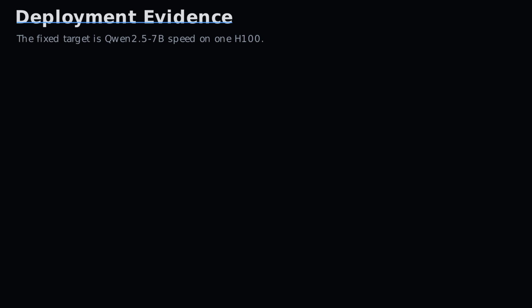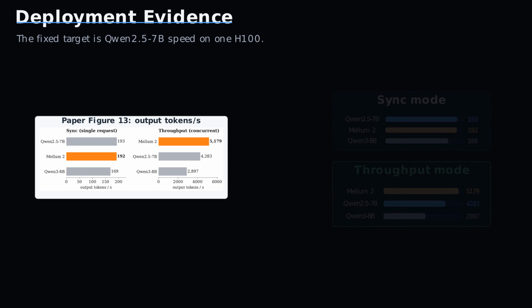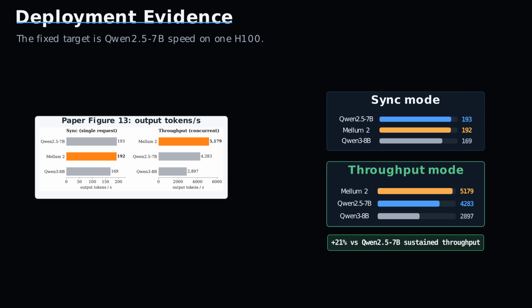The deployment evidence is the strongest clean claim. On a single H100, Mellum 2 matches the Qwen 2.5 7B sync speed, 192 versus 193 tokens per second, then delivers 21% higher sustained throughput under concurrent serving.